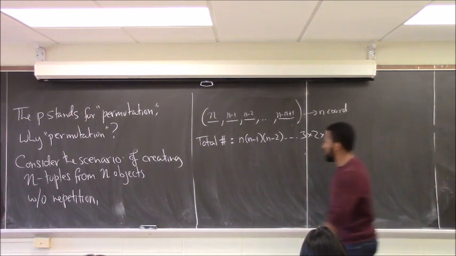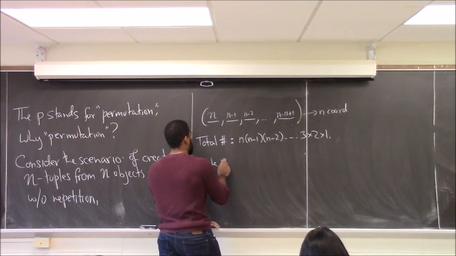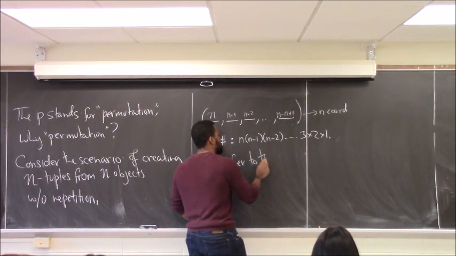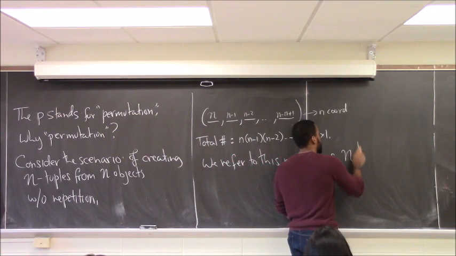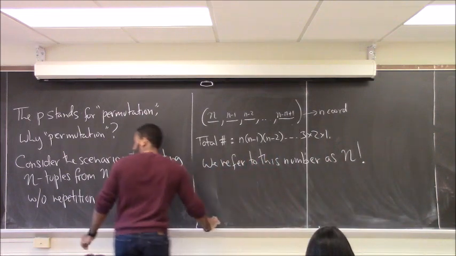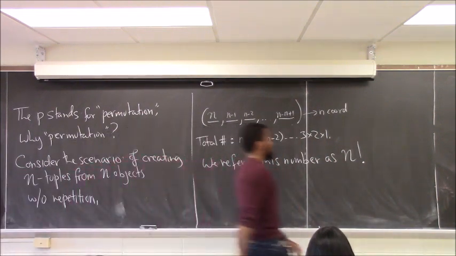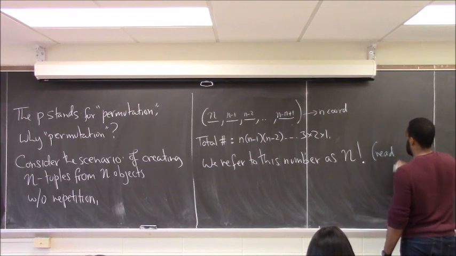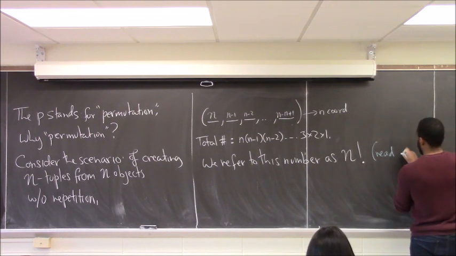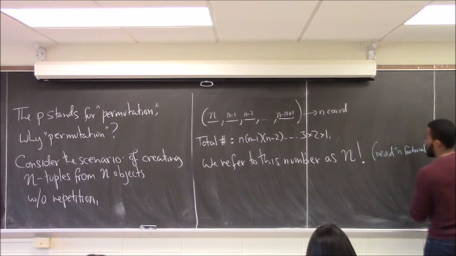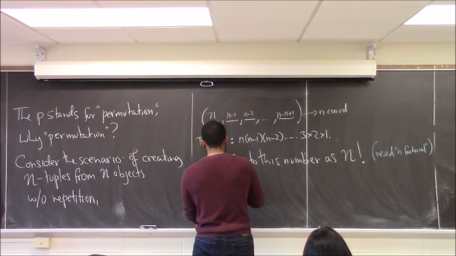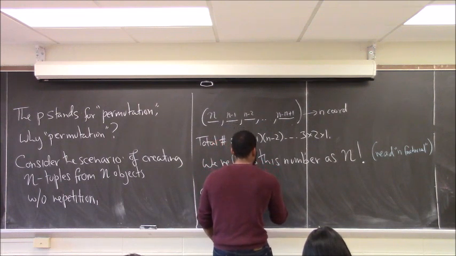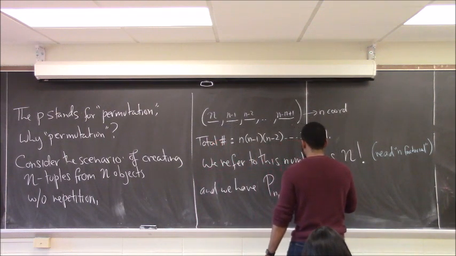This is an important number. We call it n factorial. It's read "n factorial", not n with an exclamation. And we have P of n comma n is going to be n factorial.